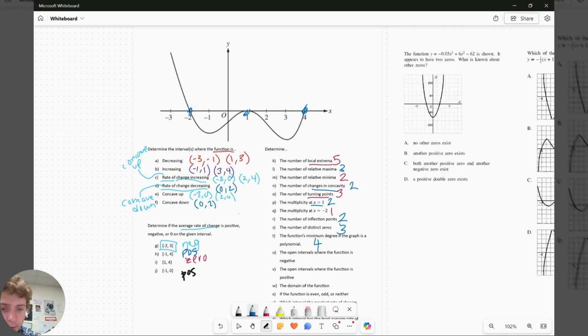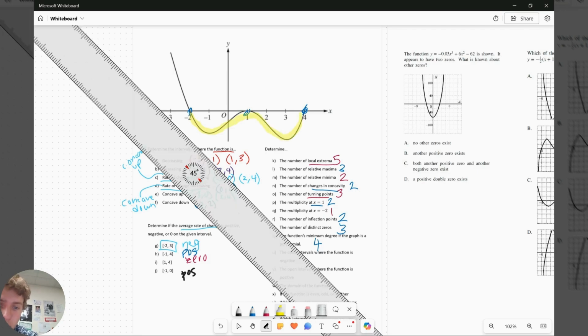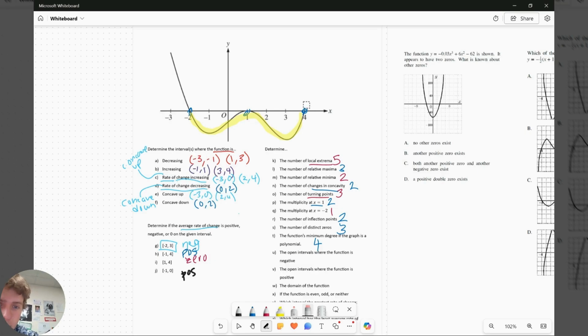Open intervals where the function is negative. All right, function negative, that's where the graph is negative. It's negative if it's below the x-axis. That would be this entire section. But realize in that section there, it touches the x-axis at one spot. Right here at 1, when it touches, it's not negative, it's equal to 0.